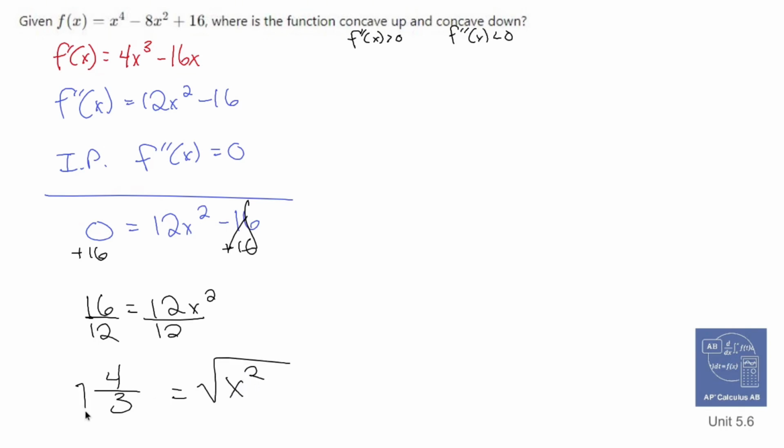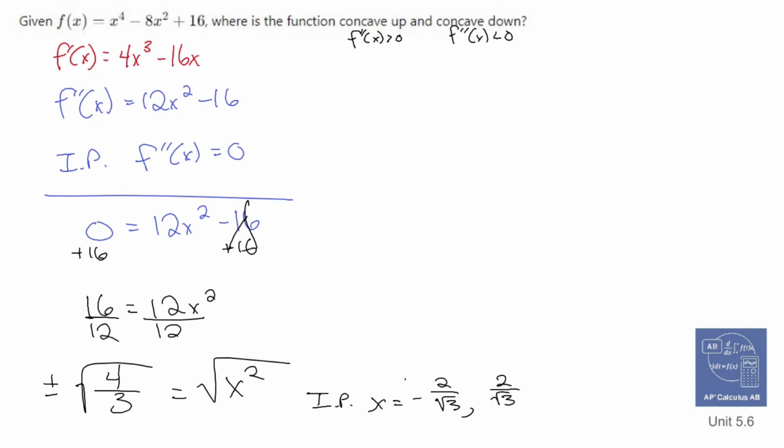Square root, don't forget your positive or negative, and you have two inflection points. Okay, my inflection points exist at the square root of 4 is 2, so they exist, is that supposed to be x? I don't know what I did there. They exist at negative 2 over root 3 and positive 2 over root 3.